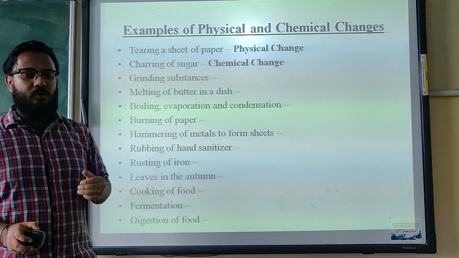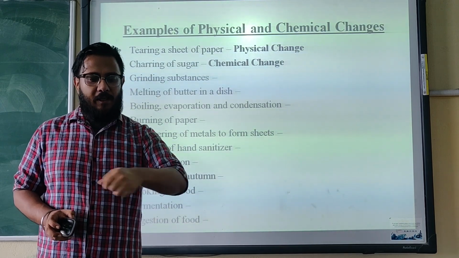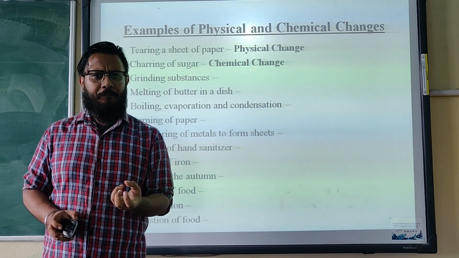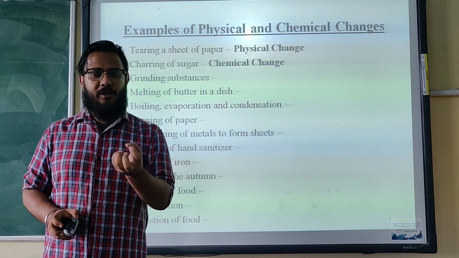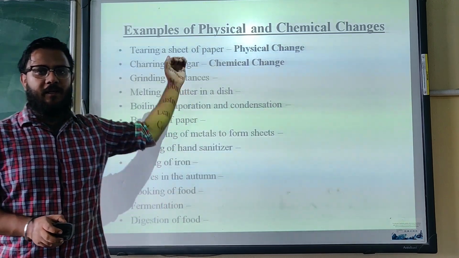Charring of sugar. Charring of sugar means you take sugar, you put it in a pan, you heat the pan and you burn it, and the sugar turns totally black. The content reduces, it turns into liquidy form. What is that? It is a chemical change.